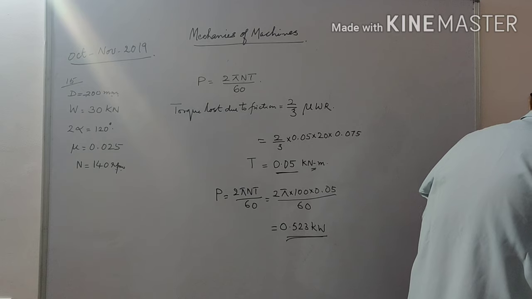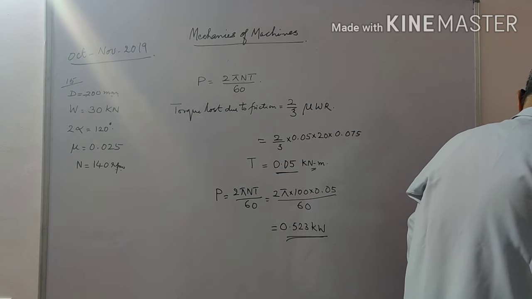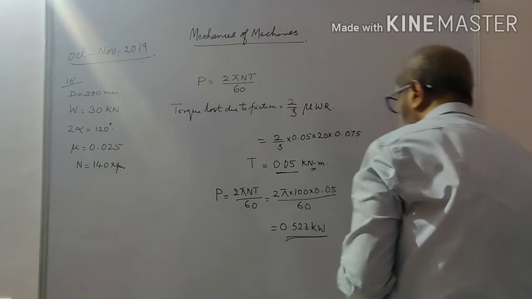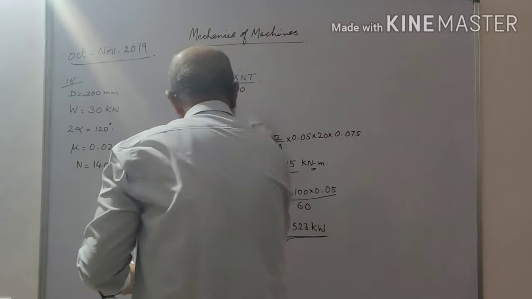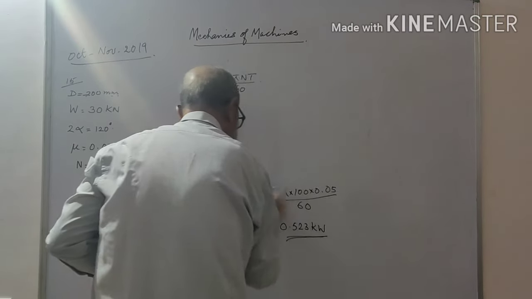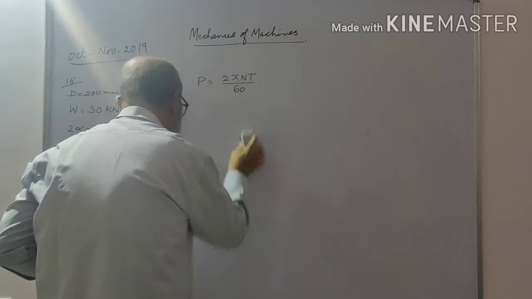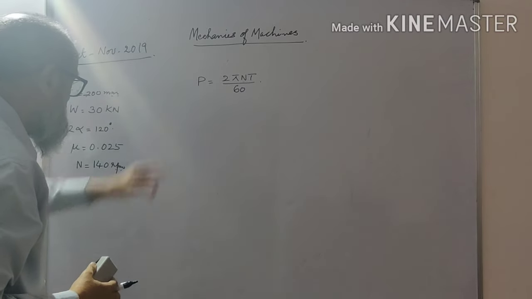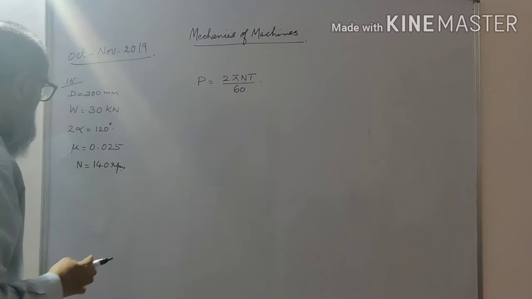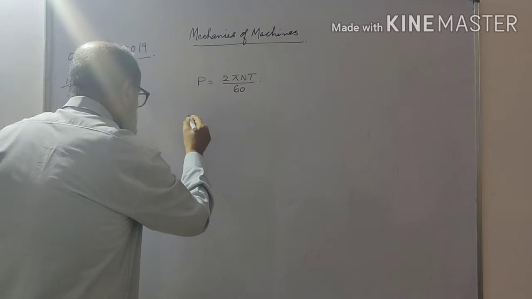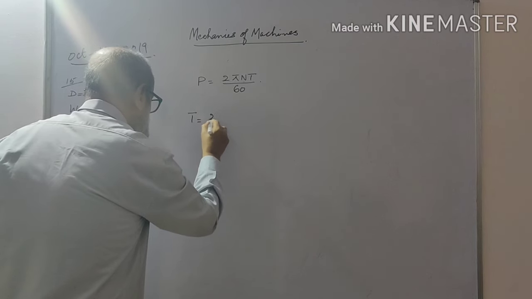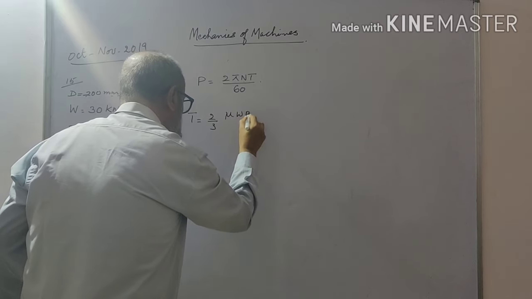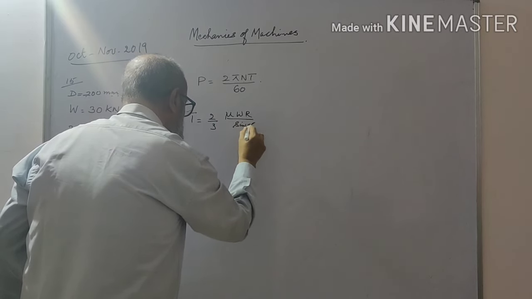Again in this problem also, what we have to find out is the power lost due to friction, and the formula is the same, 2 pi NT by 60. Now here T will be equal to, assuming uniform pressure, 2 by 3 mu W R by sin alpha.